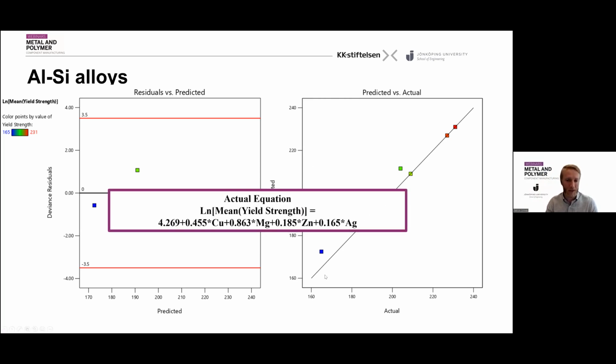I'll pop up the actual equation here for the Poisson regression, but it shows we do have a much higher effect from the copper and the magnesium than we do from zinc and silver. And this is something that we expected from our fundamental solid solution hardening empirical equations, where we have a much bigger misfit with copper and magnesium than we do with zinc and silver.